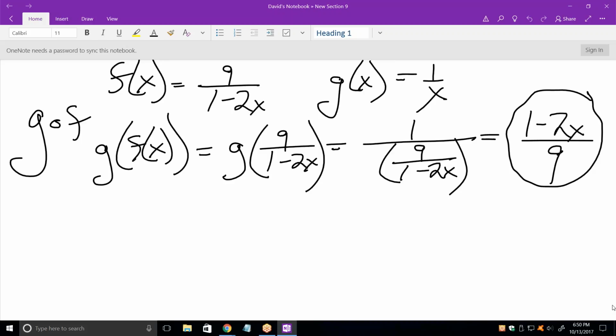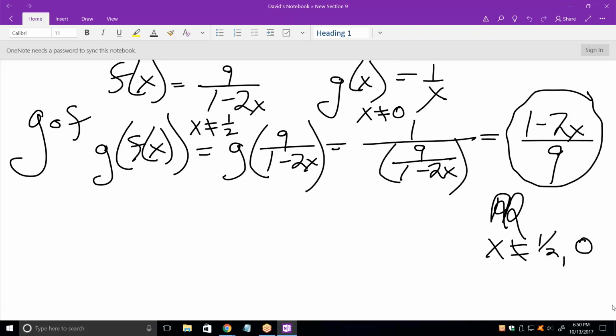So I have to go back and make sure that I bring in the domain restrictions I have from the original 2 functions. Well, this first f function means x cannot be equal to 1/2. And this g function means x cannot be equal to 0. Well, I haven't picked up any additional domain restrictions. So my answer is all real numbers except x cannot be equal to 1/2 or 0.